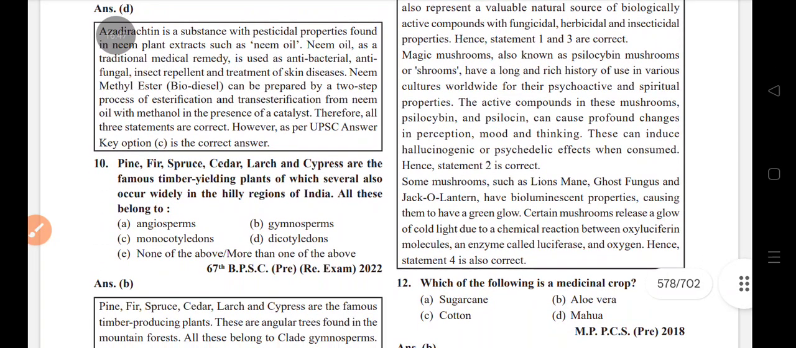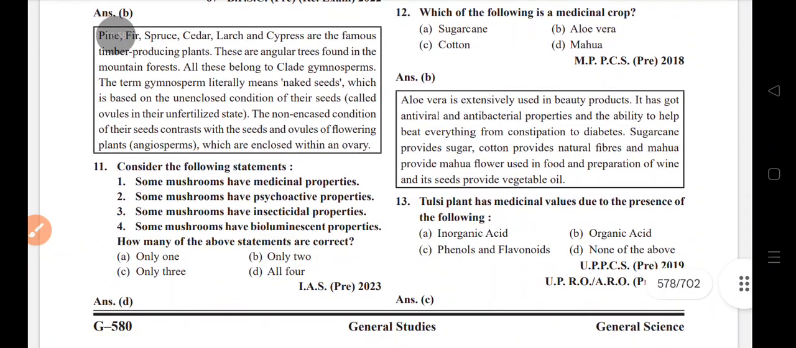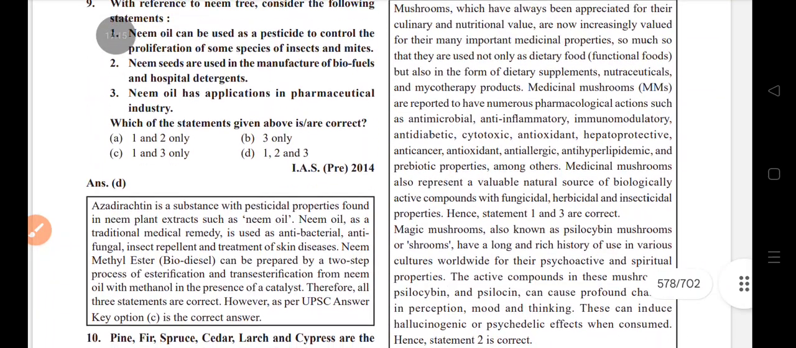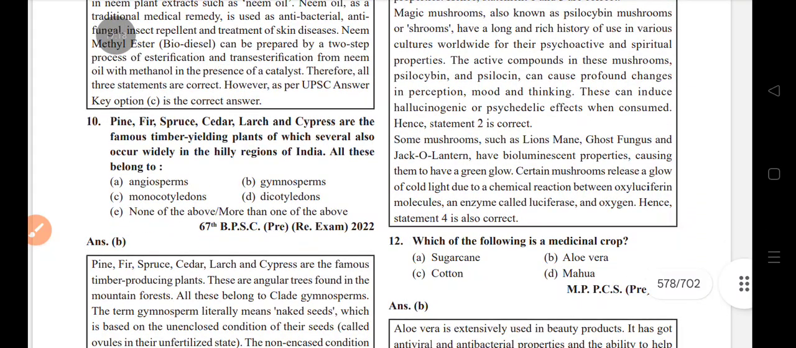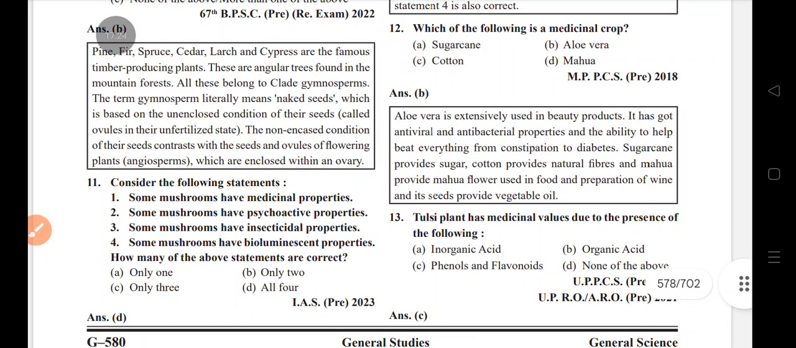Pine, fir, spruce, cedar, larch, cypress are the famous timber-yielding plants, several of which also occur widely in the hilly region of India. All these belong to gymnosperm. Some mushrooms have medicinal property. Some mushrooms have psychoactive property. Some mushrooms have insecticidal property. Some mushrooms have bioluminescent property. Which of the following is medicinal crop? Aloe vera. Tulsi plant has medicinal value due to presence of phenols and flavonoids.